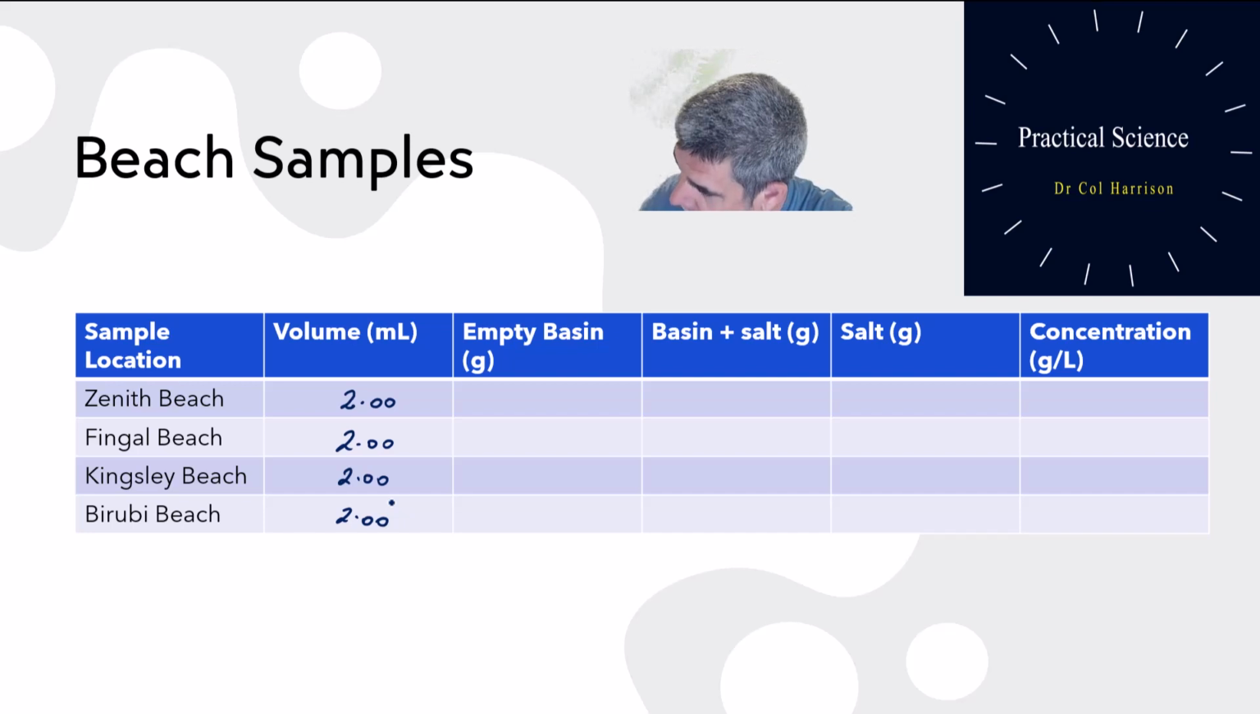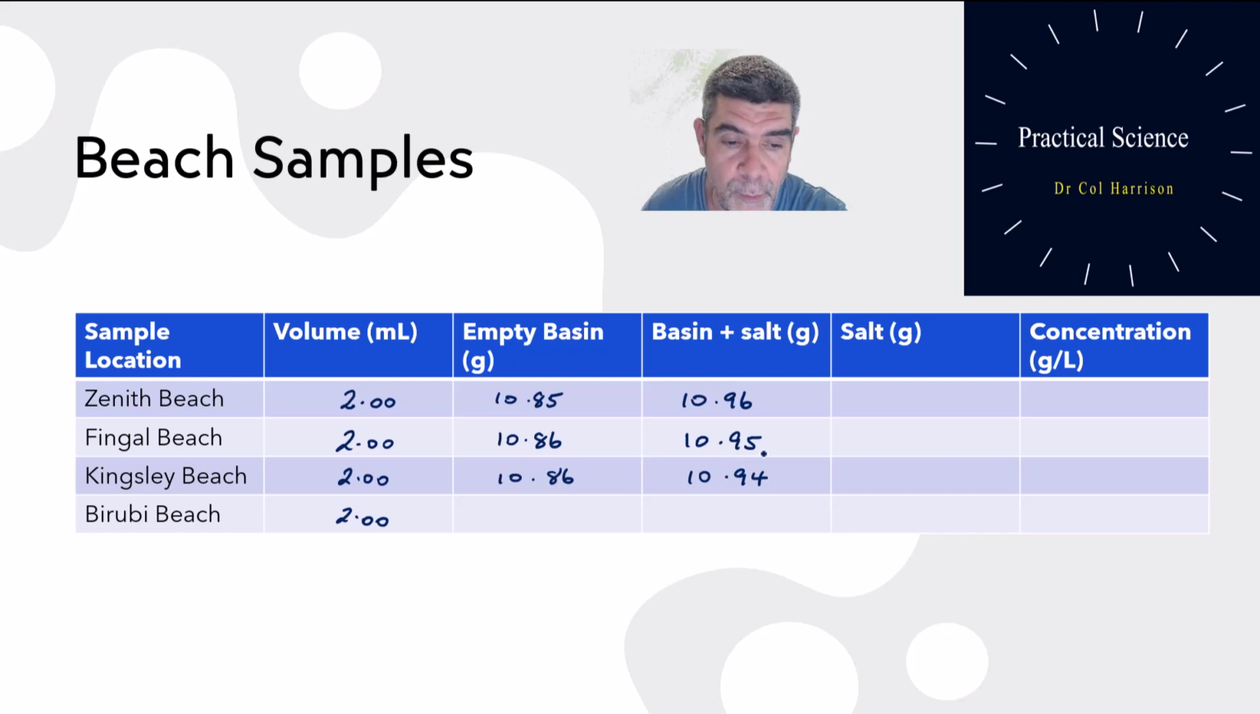For Zenith, the value was 10.85 when empty and 10.96 when evaporated. The water was evaporated and just the salt was left behind. For Fingal, that was 10.86 and 10.95. For Kingsley, that was 10.86 and 10.94. Finally, for Birubi, that was 10.84 and 10.96.